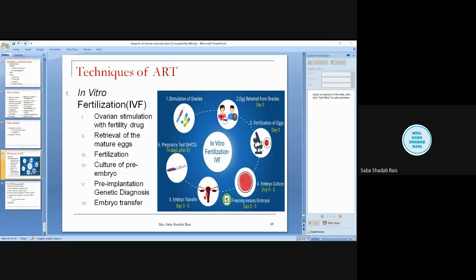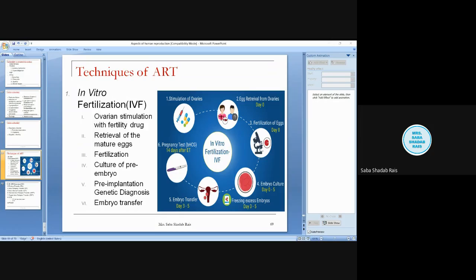Thereafter the egg matures and it is fertilized using the sperm from the male partner, or you can use donor sperm if the partner's sperm are not good. Then embryos are cultured and transferred to the uterus. All the rest of the steps will be similar to IVF. Then next is the embryo transfer.